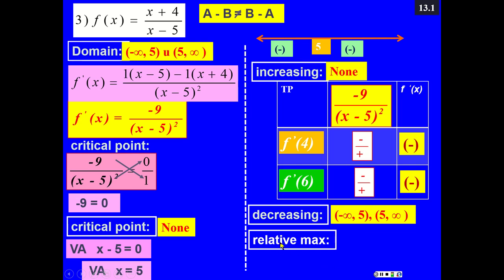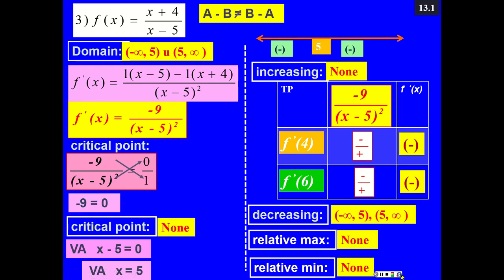Relative max. Relative max is increasing to decreasing. I don't have any increasing, then relative max is going to be none. Relative min is going to be decreasing to increasing. Again, no increasing, then the relative min is going to be none.